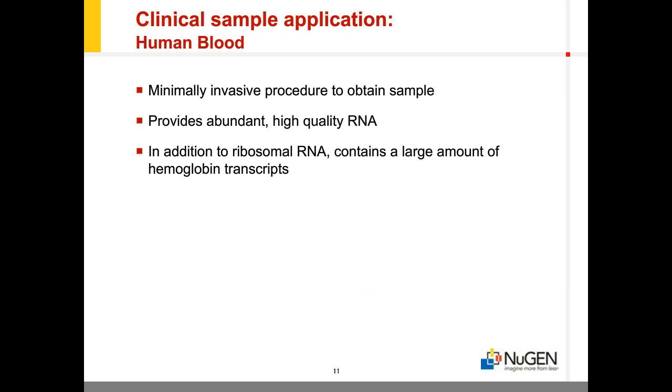Blood is an attractive sample type for human disease studies due to the ease of collection and high yield of intact RNA. This sample type, however, presents unique challenges, specifically the high abundance of ribosomal RNA and hemoglobin mRNA, which can represent over 60% of a sample.